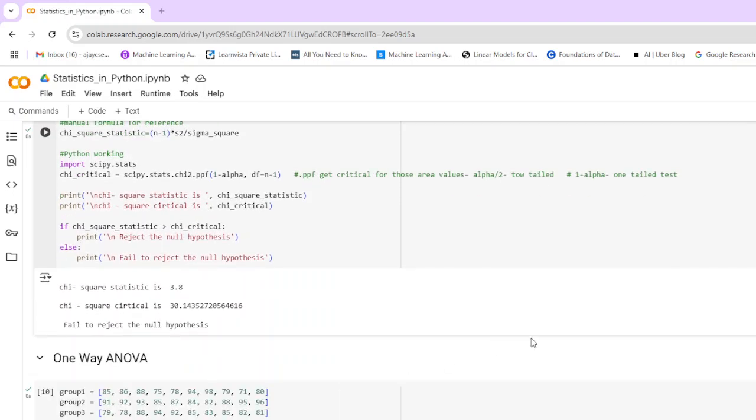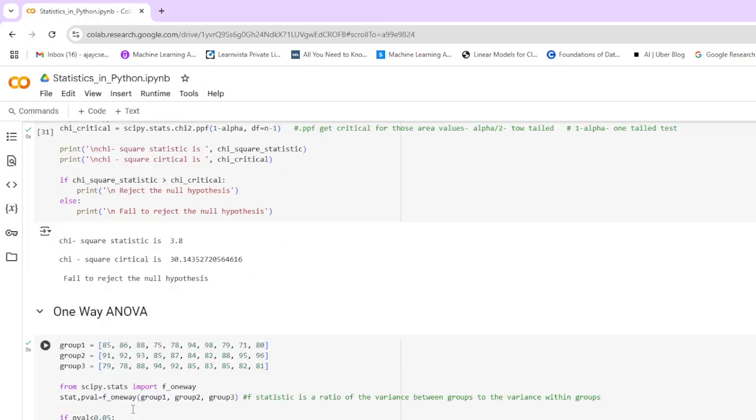Now let us consider one-way ANOVA. One-way ANOVA is used to check the statistical differences between the means of two or more groups, for which we use the F-statistic. The F-statistic is the ratio of the variance between groups to the variance within groups. We have three groups, and then from scipy.stats import f_oneway, and here I pass in the three groups. We see that the values of the three groups are almost similar, and so it fails to reject the null hypothesis that there is a difference in the means of the three groups. So this is one-way ANOVA.